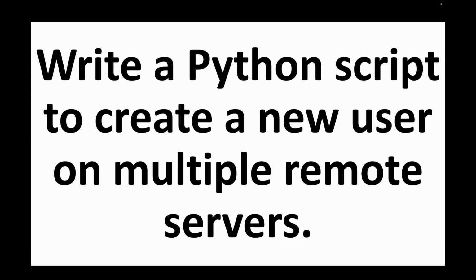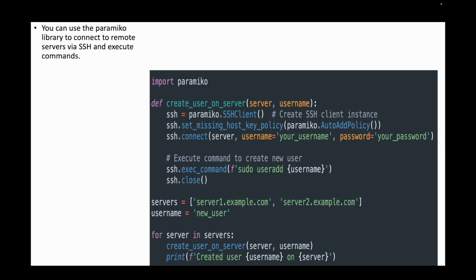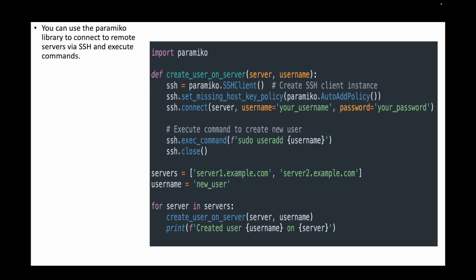The next question we have is write a Python script to create a new user on multiple remote servers. So for this, we can make use of the Paramiko library, which allows us to connect to the remote machines via SSH and then execute the commands on the remote machines. So here's the example script that we have. So we are making use of the Paramiko library for this.